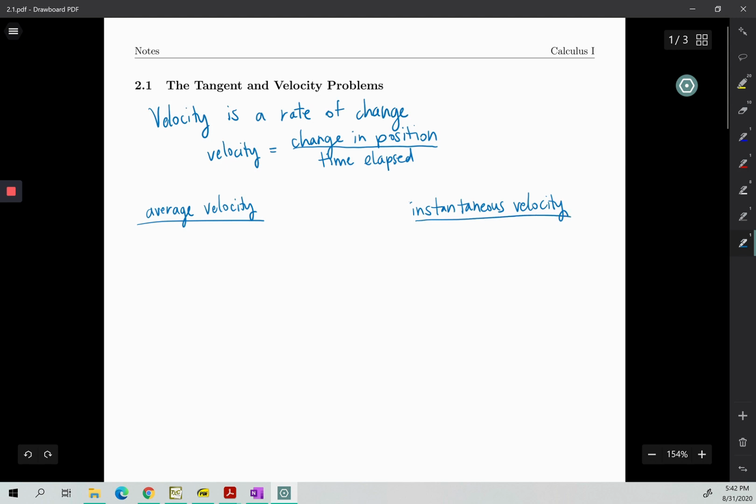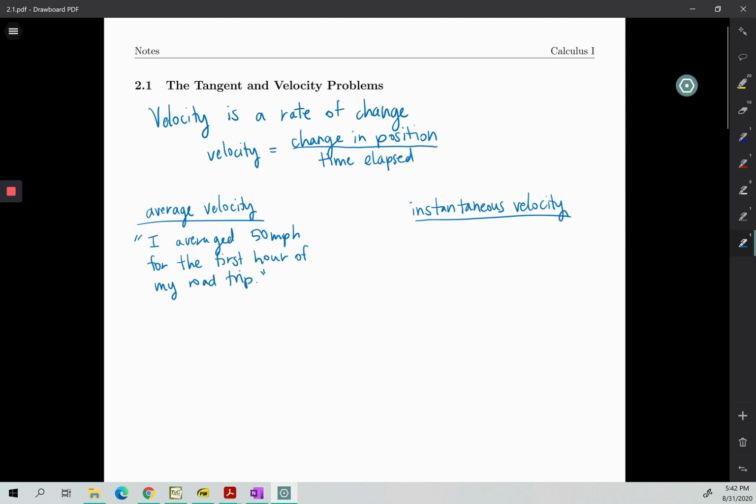Okay. And to give you an idea of what those two things might be, if I were speaking about average velocity, I might say I averaged 50 miles per hour for the first hour of my road trip. Okay, so when I say a sentence like that, I am talking about the average velocity, right? And it occurred over a time period, right?